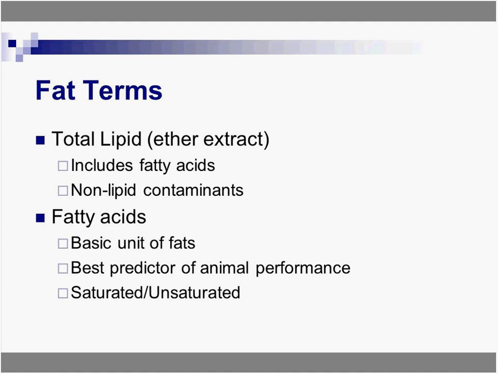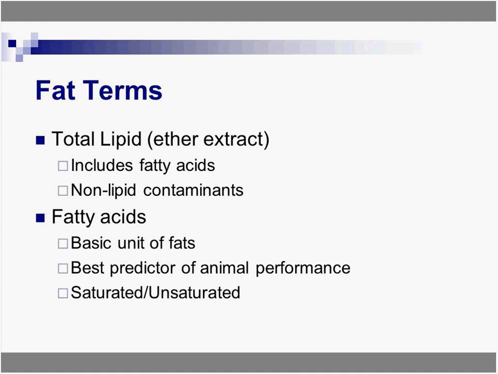Now, ether extract includes fatty acids, but it has a number of non-lipid contaminants as well. Those matter if the sample is not properly dried, and may include pigments, vitamins, carbohydrates, and other nitrogen compounds. Now, the analysis offered by commercial laboratories eliminates those contaminants and goes straight to fatty acids. Important. These are the basic units of fat, just as amino acids are the units of a protein. These are what matter for animal performance.